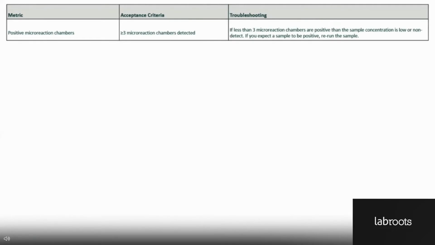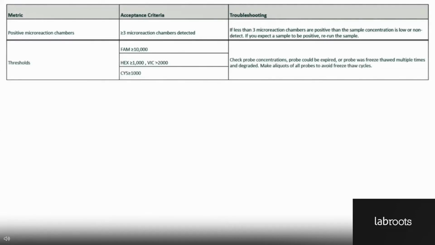In general, a sample is considered positive when there are more than 3 positive microreaction chambers. We set different fluorescence thresholds for different dyes. When FAM is used, the fluorescent baseline is set for 10,000. When HEX or Cy5 is used, we set it for 1,000.